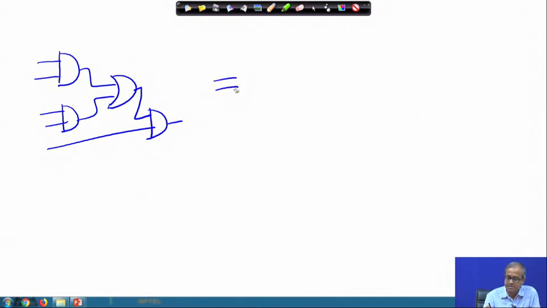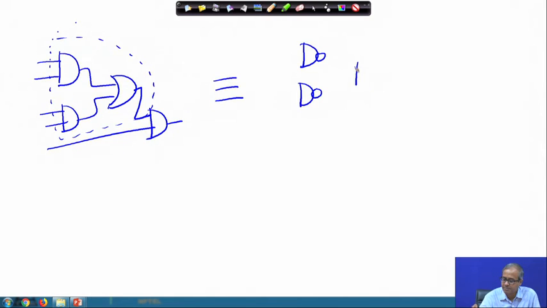So, what are the steps? The first step is that if we look at this part of the circuit separately, this is like a 2-level circuit AND OR, and a 2-level circuit you already know that we can convert it into NAND blindly, because we have already shown that these are equivalent.